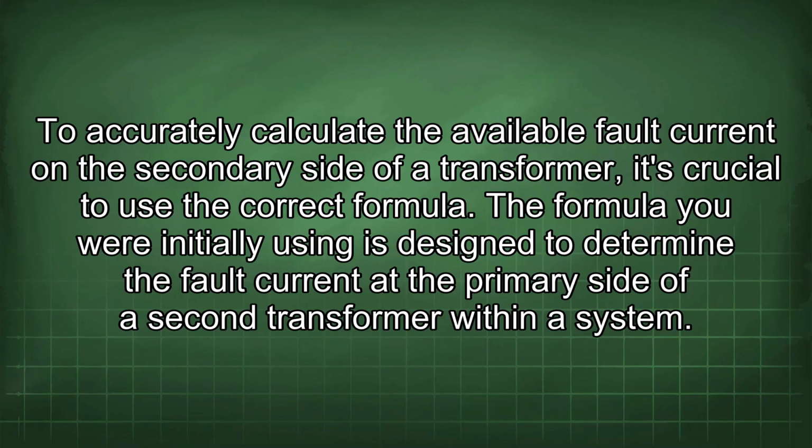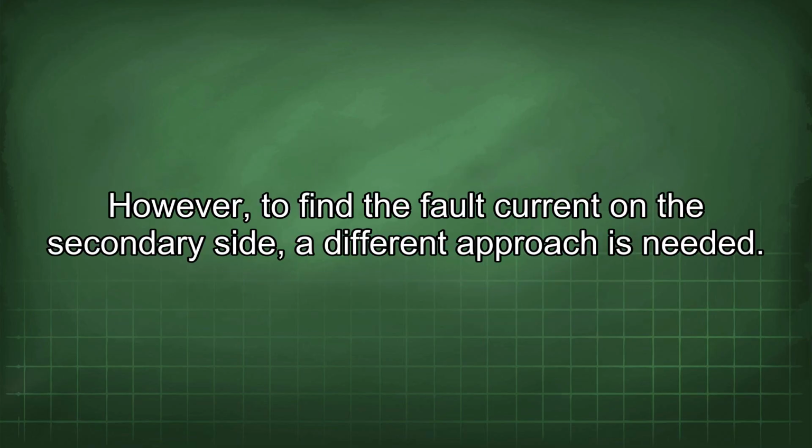To accurately calculate the available fault current on the secondary side of a transformer, it's crucial to use the correct formula. The formula you were initially using is designed to determine the fault current at the primary side of a second transformer within a system. However, to find the fault current on the secondary side, a different approach is needed.